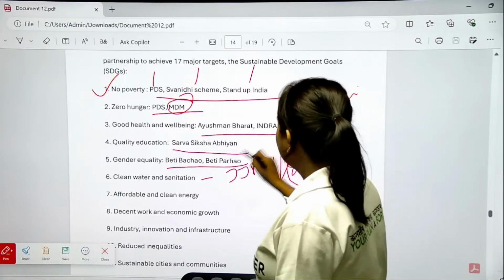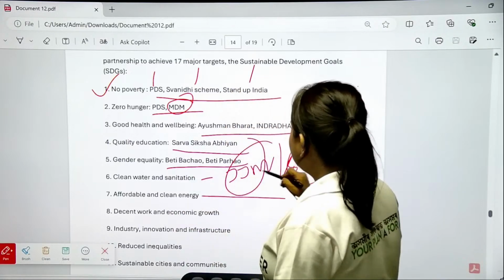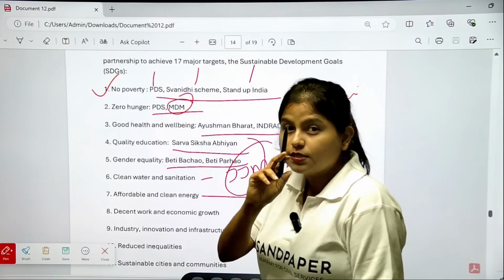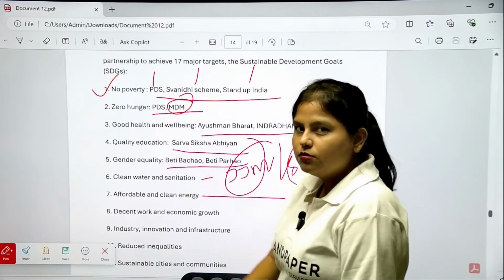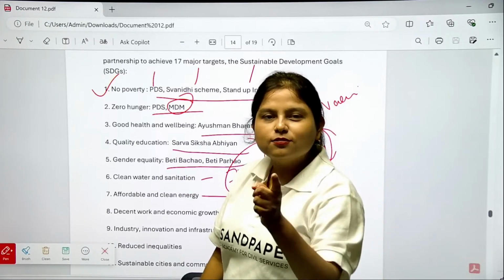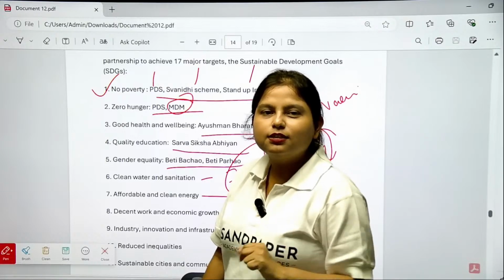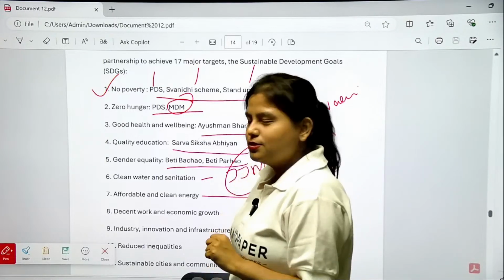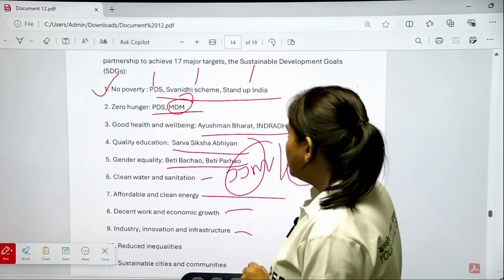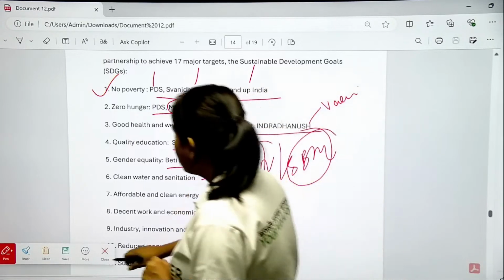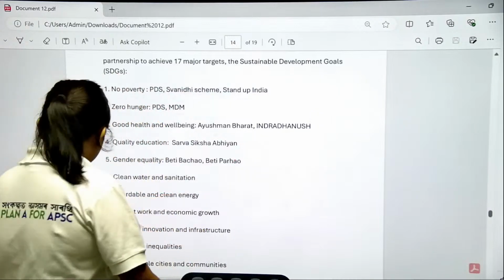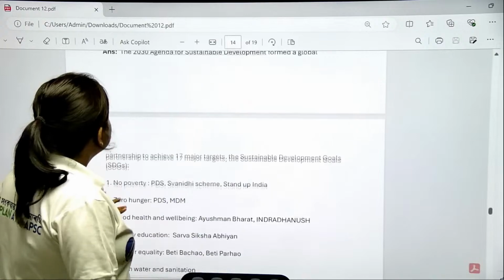For affordable and clean energy, just now I told you, in GS1 a question on a scheme had come, I should write that. But there was one solar energy scheme that was asked in one of the papers. Write it down in the comment section. Then decent work and economic growth, industry and innovation, reduce inequality. For all of these, we will have to write one of the schemes. Why? What was the question?